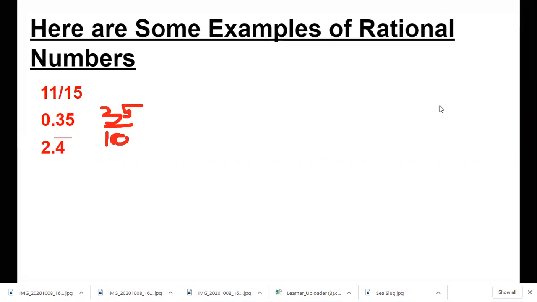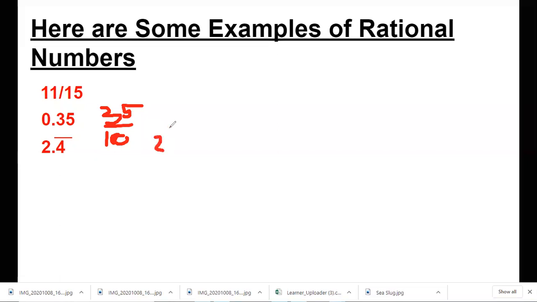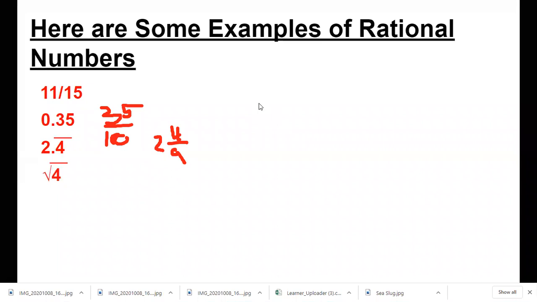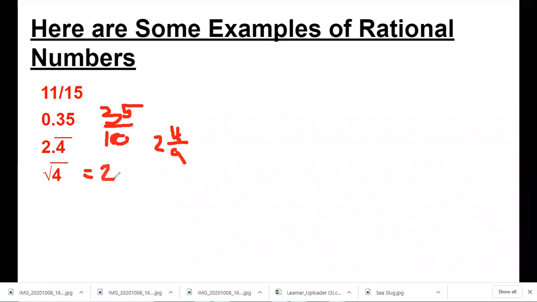And 2.4 repeating. So 2.44444444. You're going to learn that in 8th grade, but that's really 2 and 4 over 9. It's 2 and 4 ninths. So that can be written as a fraction. Square root of 4, that is also a rational number because that really truly equals 2. What number times itself will equal 4? Well, 2 times 2. So 2 is the square root of 4.